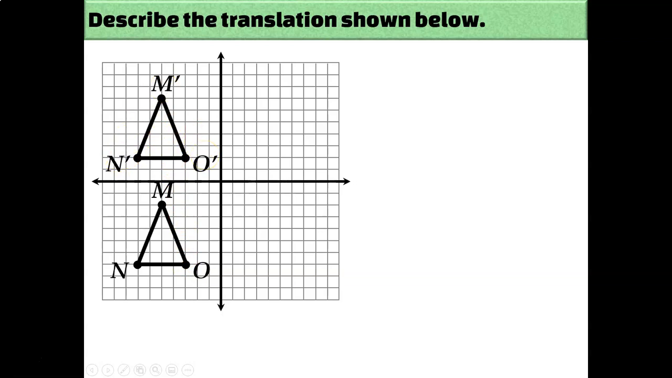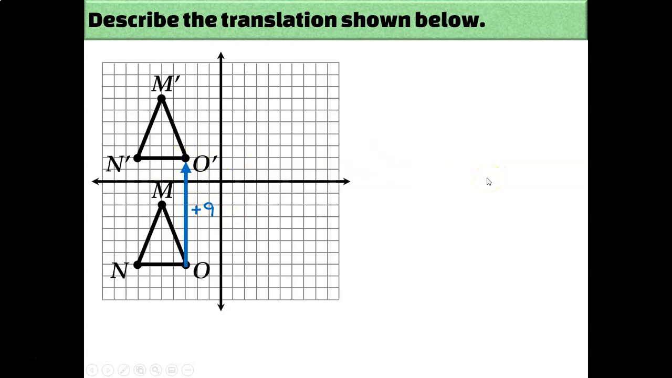You just had to figure out how far it moved. In order to do that, make sure that you're counting between corresponding coordinates. Don't count from M to O prime or from N to M prime, those aren't corresponding. You have to count from N to N prime or M to M prime or O to O prime, because those are the corresponding vertices. So for example, from O to O prime, I go up 1, 2, 3, 4, 5, 6, 7, 8, 9 units up. And for this translation, we actually didn't move left or right at all.